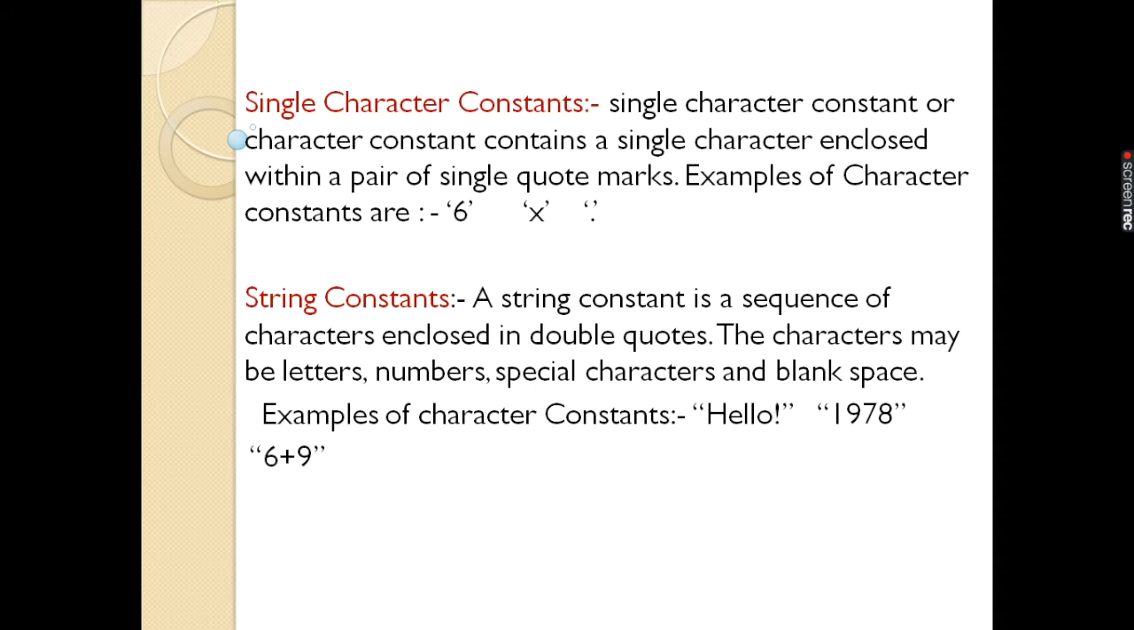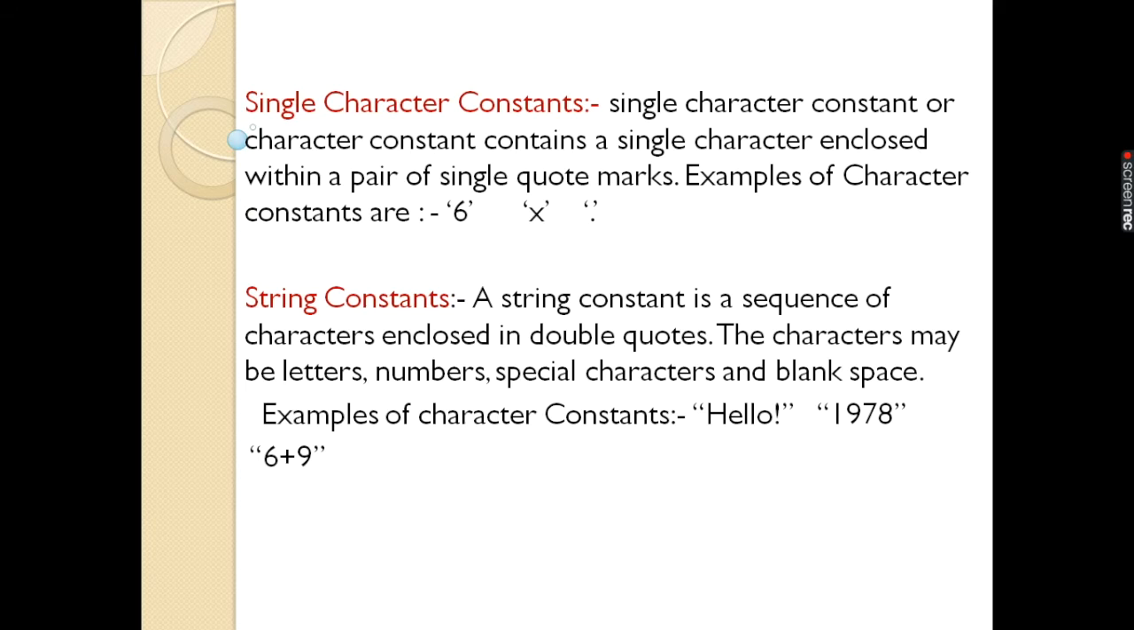Next, single character constant and string constant. What is a single character constant? A single character constant, or character constant, contains a single character enclosed within a pair of single quote marks. Examples of character constants: '6', which is enclosed within a pair of single quotes, and 'x', which is enclosed within a pair of single quotes.